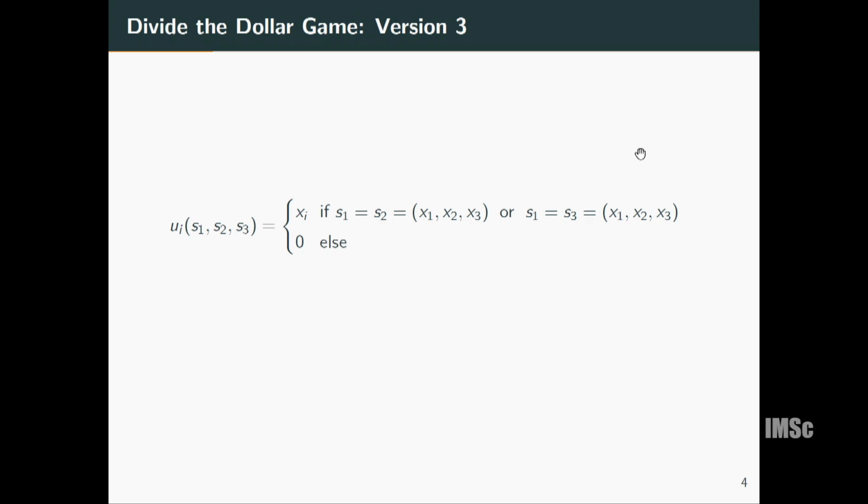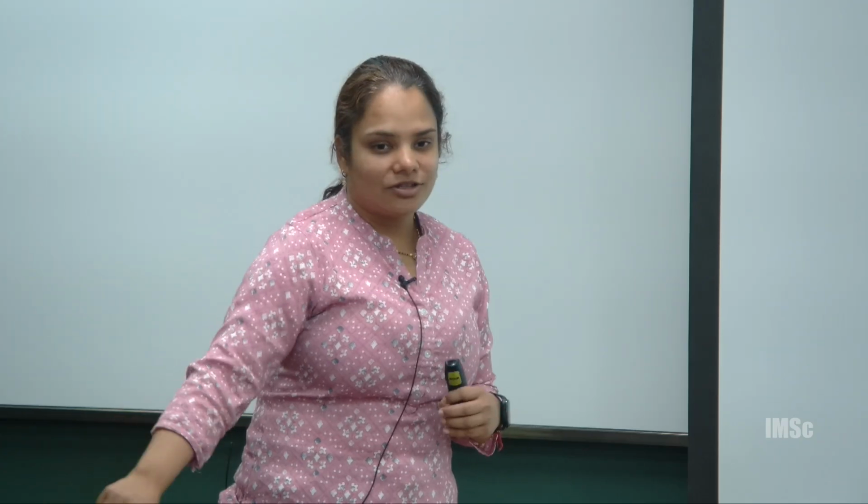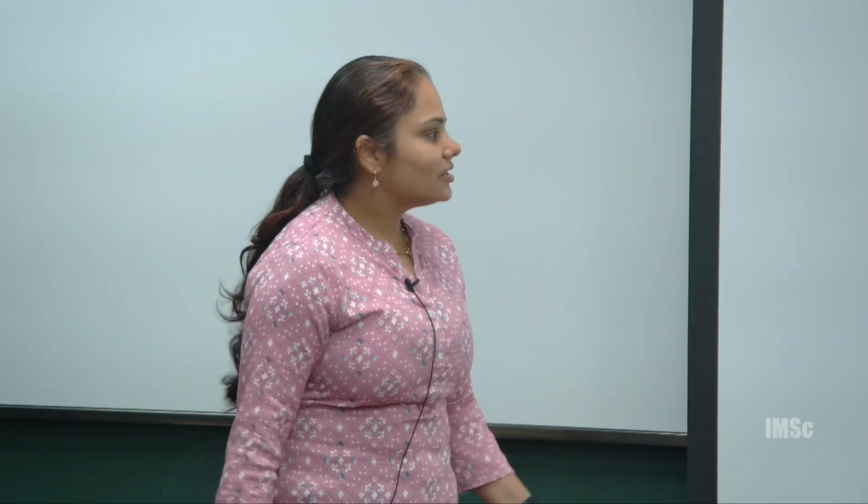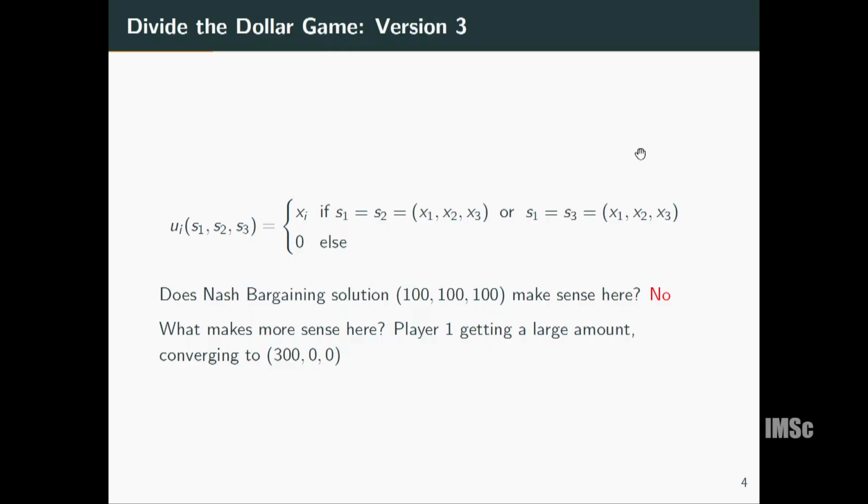So in this case, whoever takes the least will keep almost 99.9999 whatever percent to himself, because he can always say to the other person, I can go and make more money. So in this case, the solution that makes more sense is 300, 0, 0.